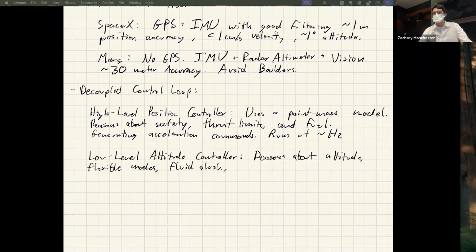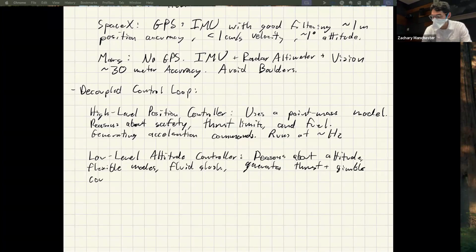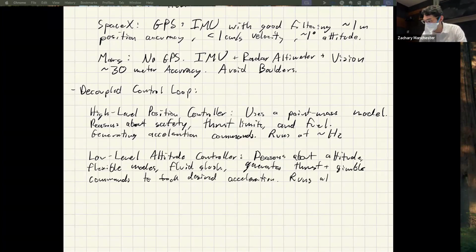And then this thing is generating thrust and gimbal commands for the engine, ultimately to track the desired acceleration coming from that higher level controller. And this thing is running maybe an order of magnitude faster than that position loop. This might be running at like tens of hertz, typically. Okay, any questions about this?